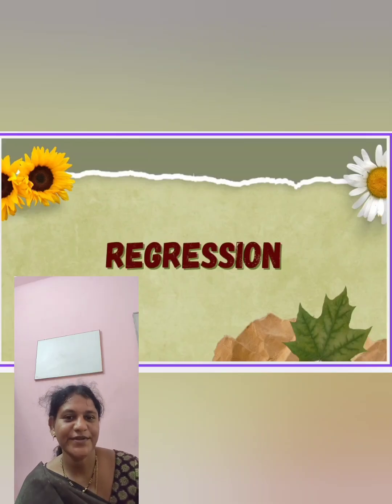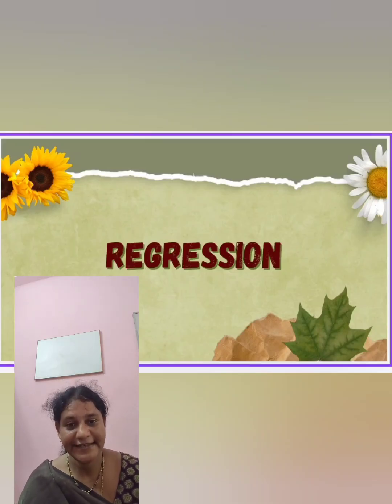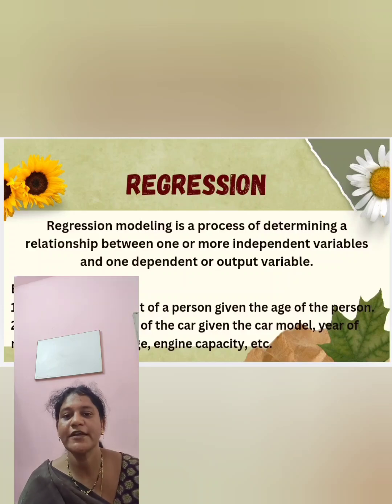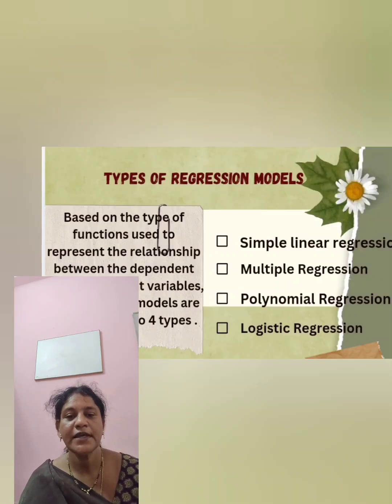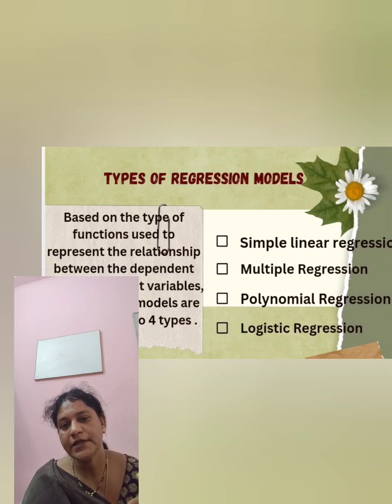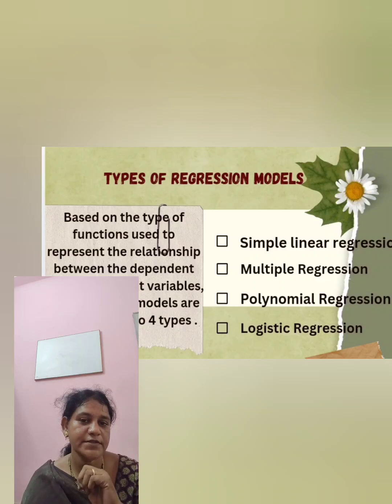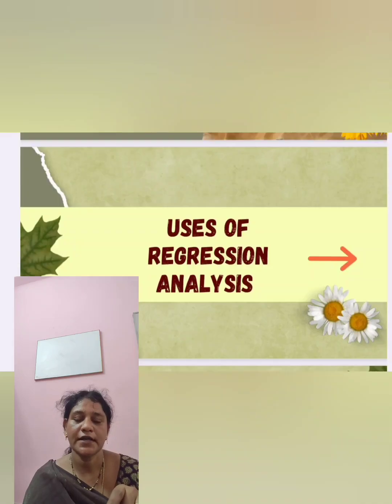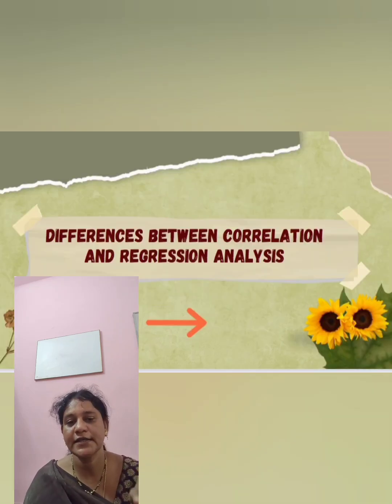Okay, students, up to now we have learned about regression: its actual meaning and examples, and the types of regression. We observed simple linear regression, multiple regression, polynomial regression, and logistic regression, with examples. Later we learned about the uses of regression and the differences between correlation and regression. So we learned so many things today.